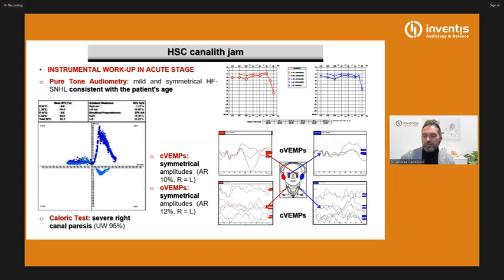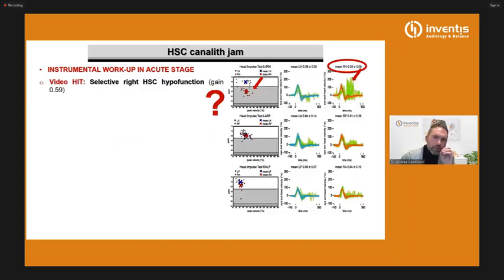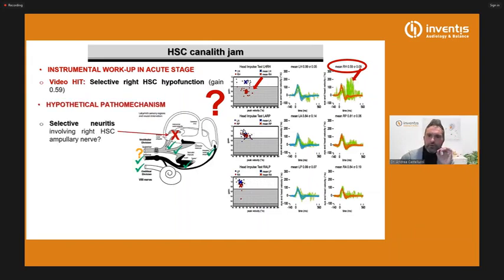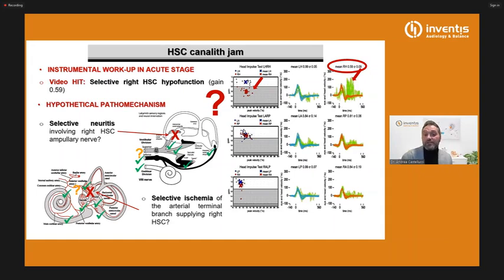Vestibular neuritis involved in the superior branch. So we also made the video head impulse test, and it gave us a selective lesion of the horizontal canal. How does it come that an acute vestibular loss just involves the horizontal ocular reafferents? It might be a selective neuritis, could it be a selective ischemia of the arterial terminal branch that supplied the horizontal canal, or probably it was something different.